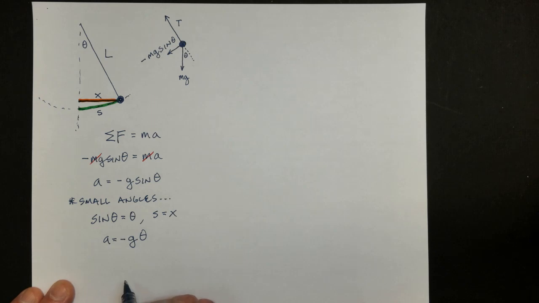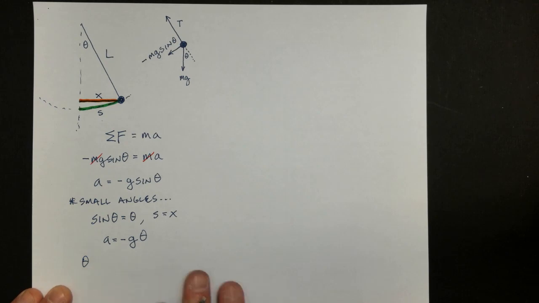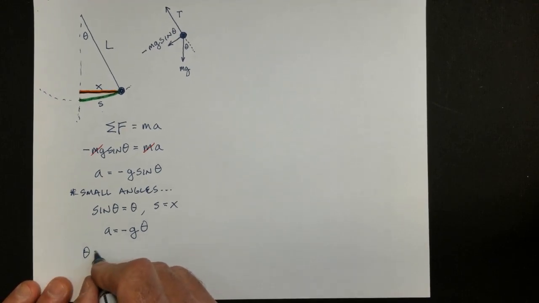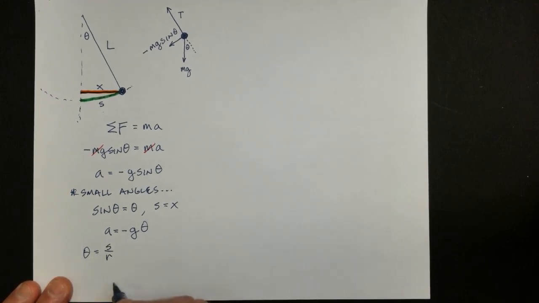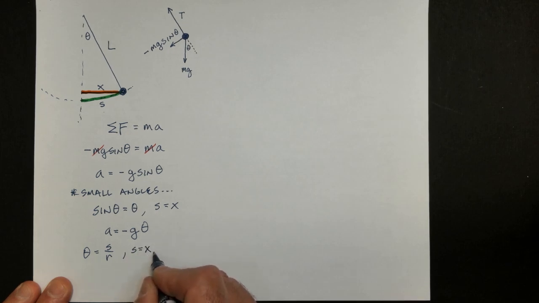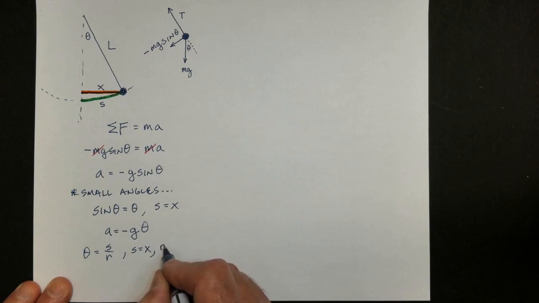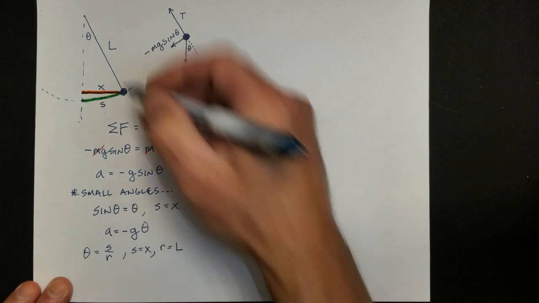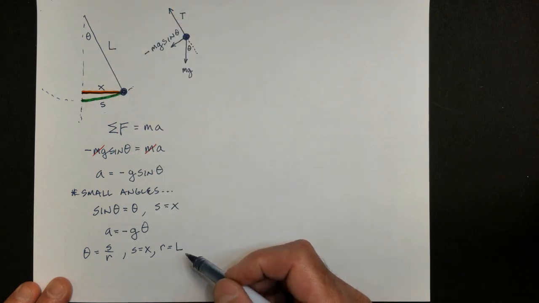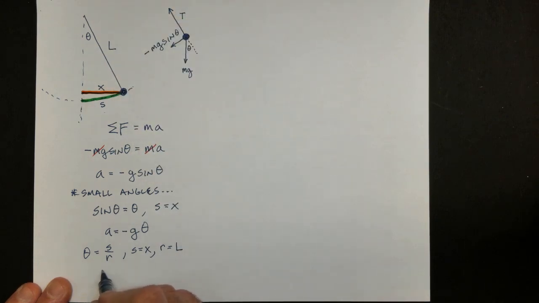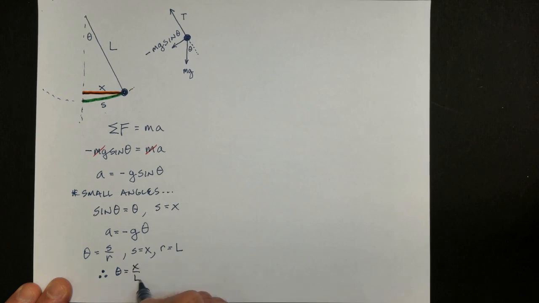Okay? Now we know the definition of theta in radians is equal to s over r, and we know that if s equals x and r equals L, because that's the radius of the rotation, we can therefore say that theta equals x over L. Okay?